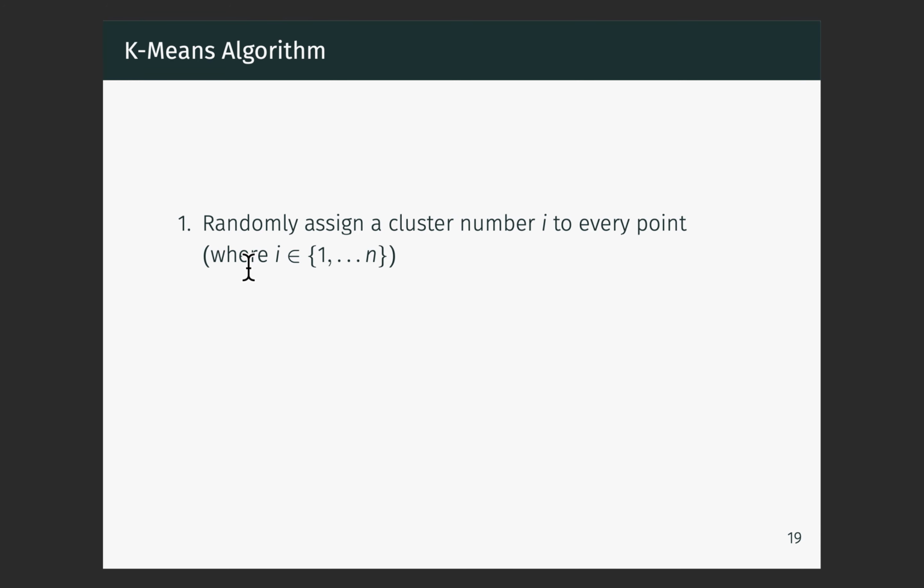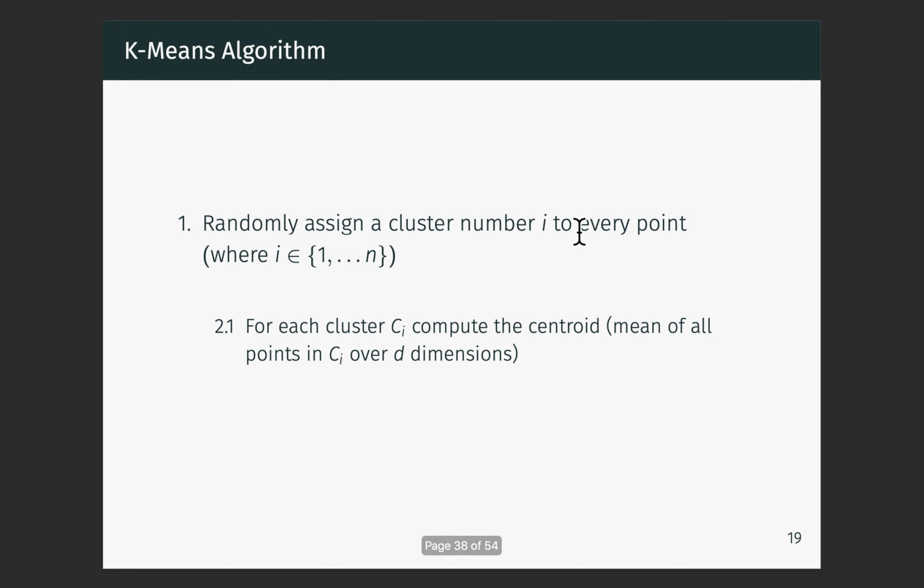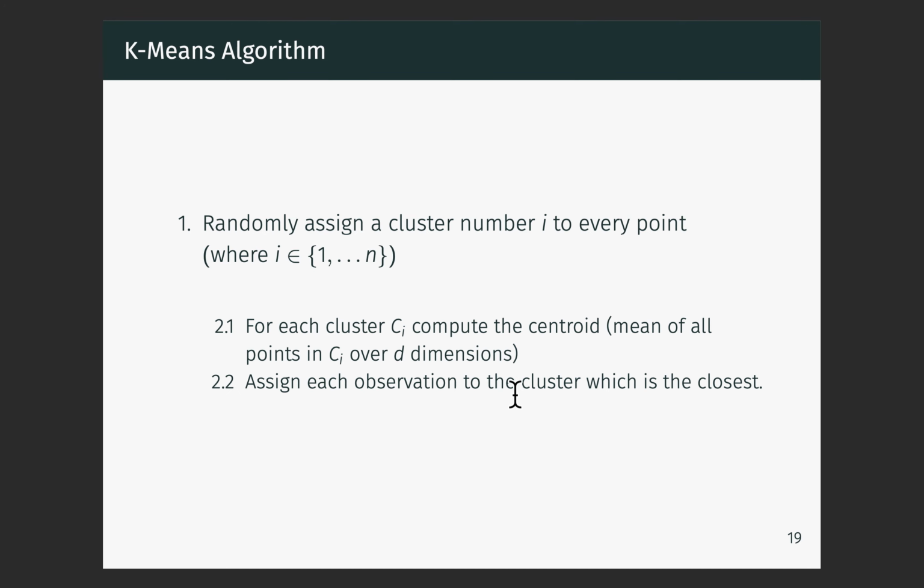So we look at the algorithm. In the demo that I showed, we first randomly chose the centroids and then assigned the points. You could start in the reverse order also, which is what I've written here. You randomly assign a cluster number i to every point. Then you find the centroid for a cluster Ci, and then you assign each observation to the cluster which is the closest. And you keep on doing this until convergence, until you don't see any change.